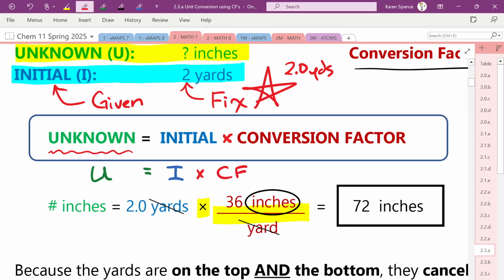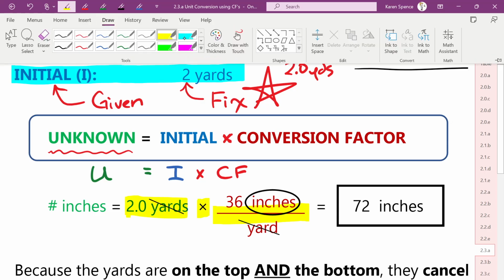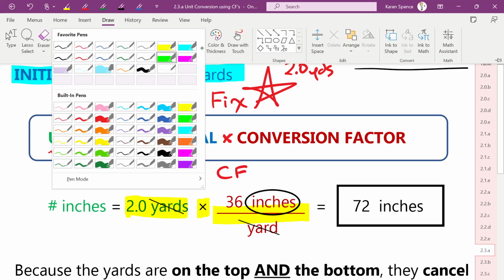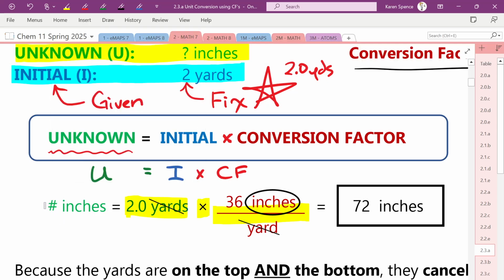So we have our number of inches. Our initial quantity is our 2.0 yards. And I want to end up with inches. Why am I highlighting green and green? That's terrible. Let me pick a different color. There we go. Okay, I want to find my number of inches.